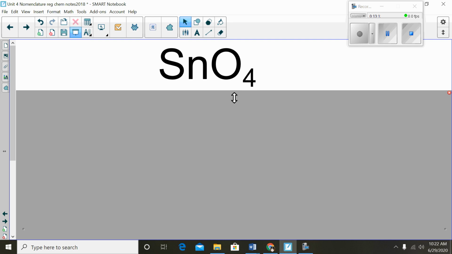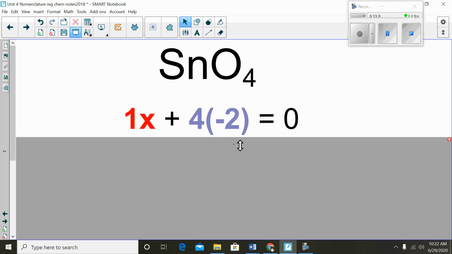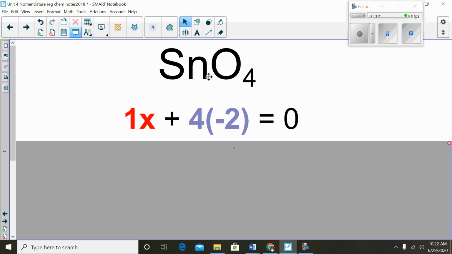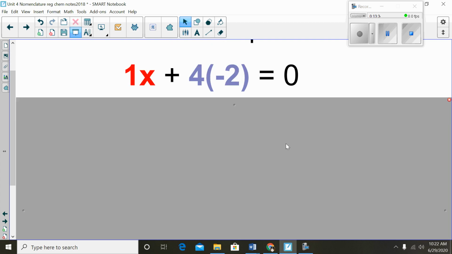Okay, last one. So we have SnO4. So yes, Sn is tin, that is type 2. So let's set this up. There's no number here, so that's 1. And tin is my unknown, so that's the X. Oxygen, I have 4. And the charge on oxygen is always -2. The anion is always known.